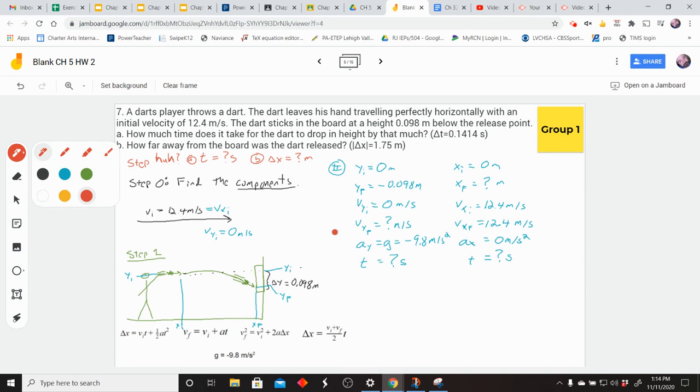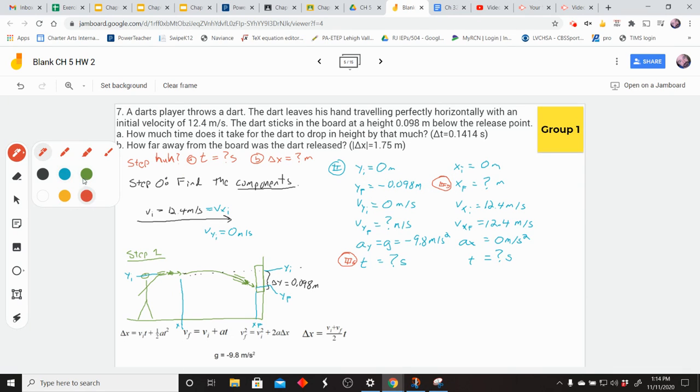So step 3, what are we looking for? Well, first we want time, and we're going to get time on the y side. So I'll put step 3A over here. That's what we're looking for. I won't even circle it. It'll just get messy. Step B, how far from the board was the dart released? Okay, so in part B, that's what we're looking for.